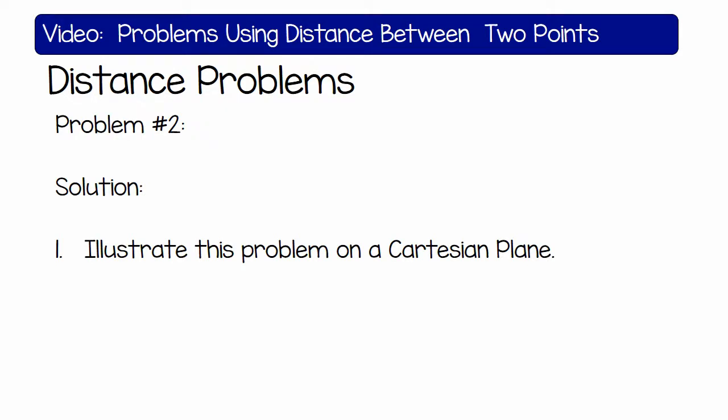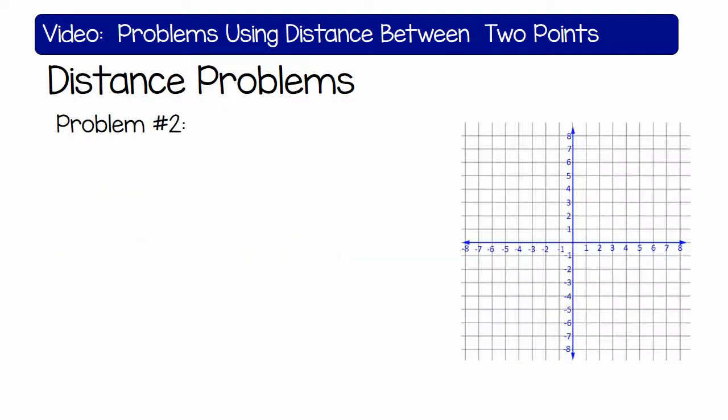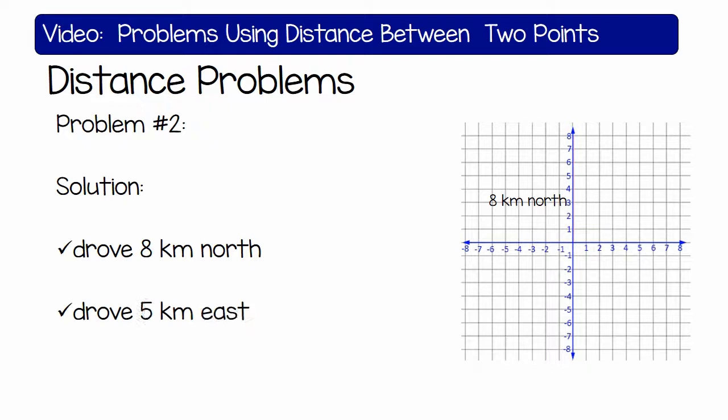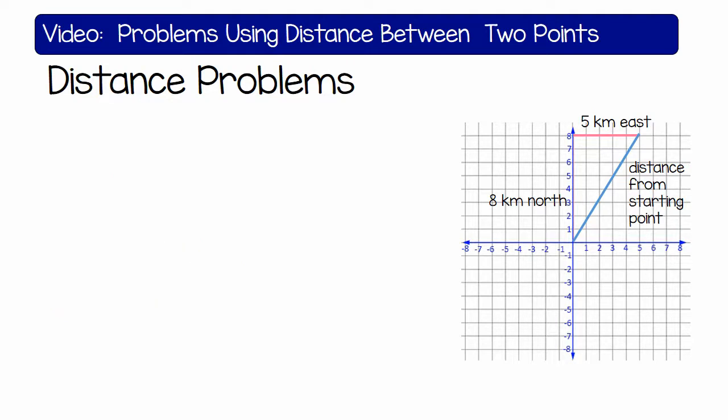Illustrate this problem on a Cartesian plane. We drove 8 kilometers north, turned east, and drove another 5 kilometers. How far then are we from our starting point? Shown in our diagram by the blue line, the distance from the starting point.